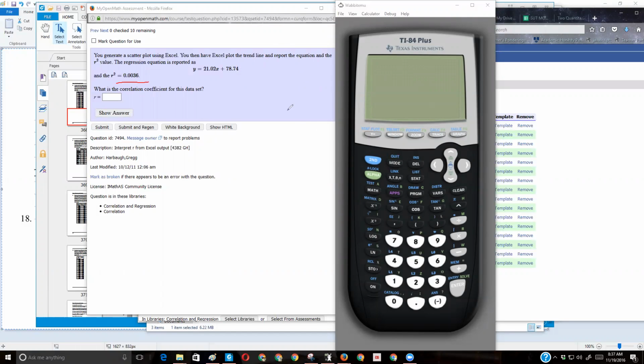The correlation coefficient and the slope of your equation will have the same sign. So if it's a positive association, positive correlation, then it'll have this positive slope. Okay, if it's a negative association, a negative slope, the correlation will be negative. So they're telling us the r squared in decimal form. So if I want to find out what r is, I'm just going to take the square root of that number.